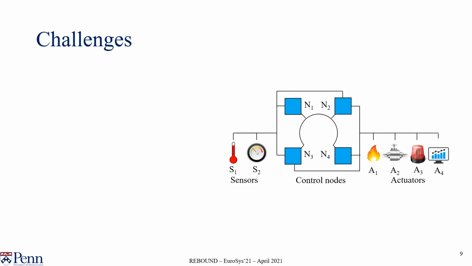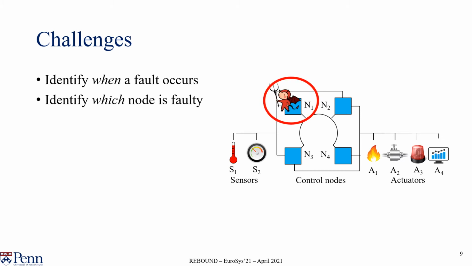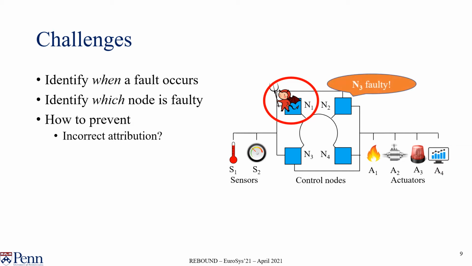Providing the bounded time recovery guarantee is non-trivial. First, we need to identify when a fault occurs so that we know by when we need to complete recovery. We also need to identify which node is faulty so that we can recover the system to a correct state. At the same time, we need to prevent issues like incorrect attribution, in which a node believes that another healthy node is faulty instead of the actually compromised node.